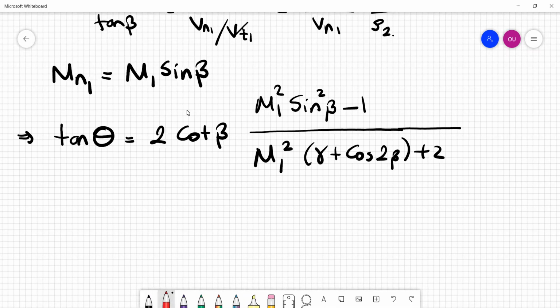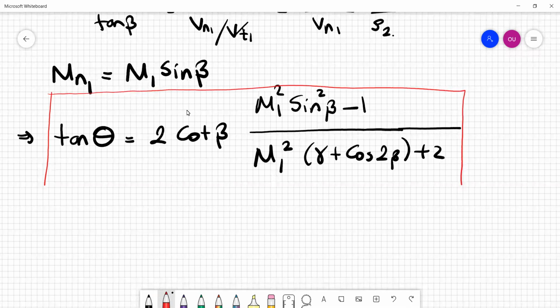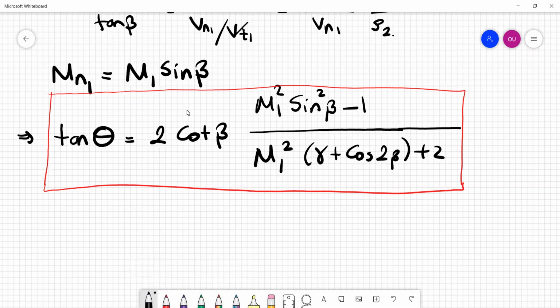So this equation is basically the most important equation that we use to calculate the properties of a flow across an oblique shock wave. This is called the theta-beta-M relation. Okay, theta-beta-M relation. So theta and beta are those angles. This is the geometry angle, shock wave angle, and free stream Mach number.